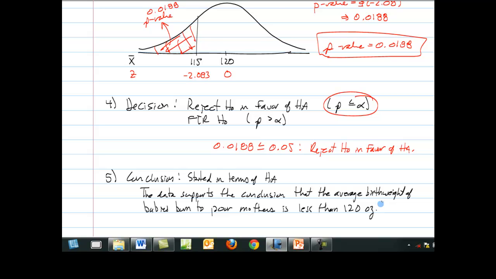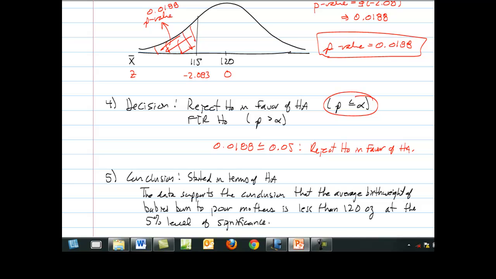So that's our conclusion. I guess we should probably say something about the level of significance, so let's include that. The data supports the conclusion that the average birth weight of babies born to poor mothers is less than 120 ounces at the 5% level of significance. So we can see that everything we do here follows a series of steps and procedures. The important thing is to remember the steps and include them as well.